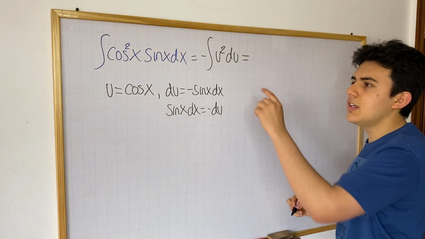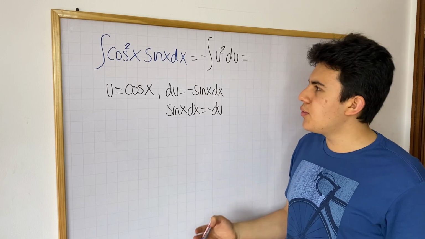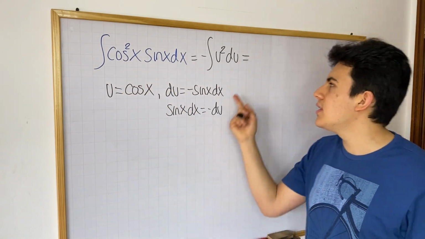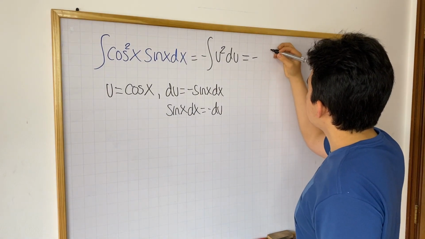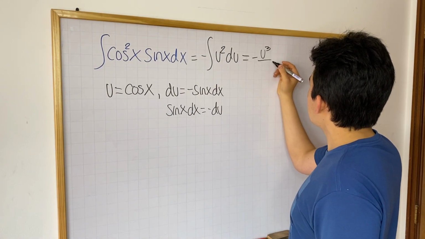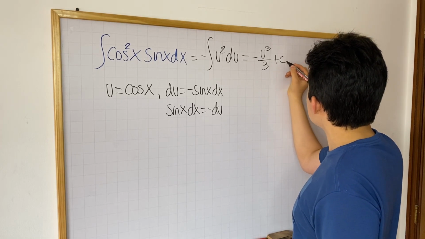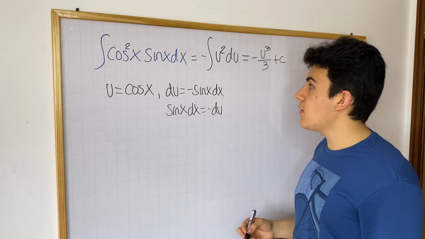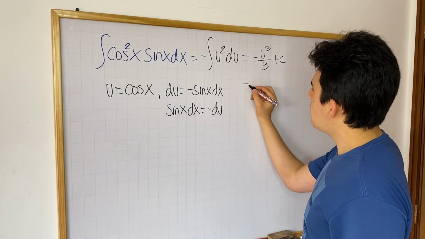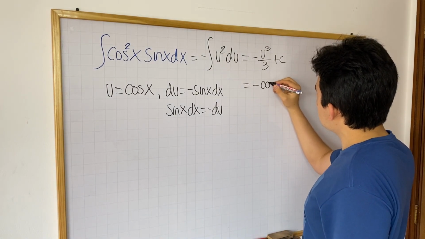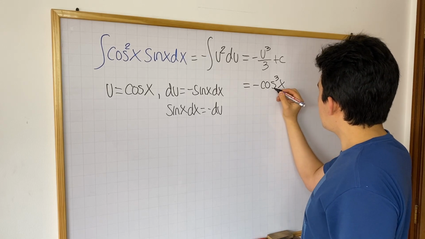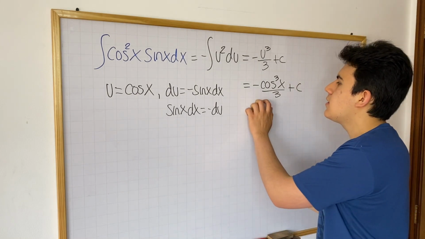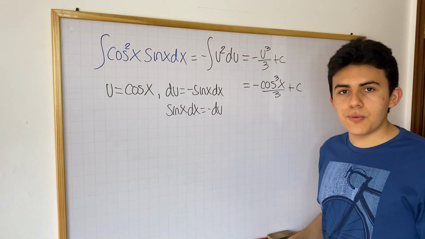And now this integral is pretty easy to solve. You would get a pretty wild integral if you chose any other substitution, and this one is super easy. So this is going to be minus u to the third power divided by 3 plus c, okay? So now this is just the antiderivative power rule. So this is going to be the same as minus cosine to the third power divided by 3 plus c, okay? So this is the antiderivative that we're looking for, okay?